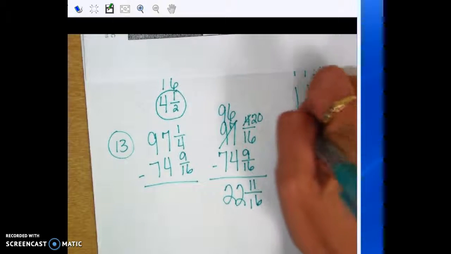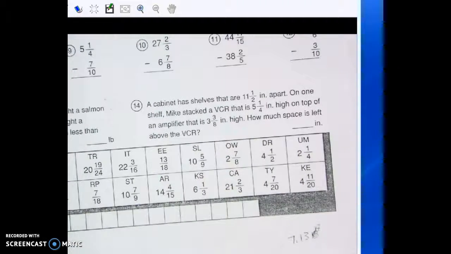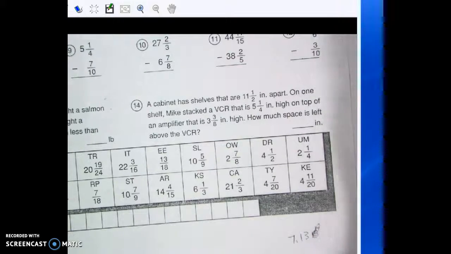Okay, number 14. Let's look at it. A cabinet has shelves that are 11.5 inches apart. On one shelf, Mike stacked a VCR that is 5 1/4 inches high on top of an amplifier that is 3 3/8. How much space is left above the VCR? So he put the VCR and the amplifier in there.